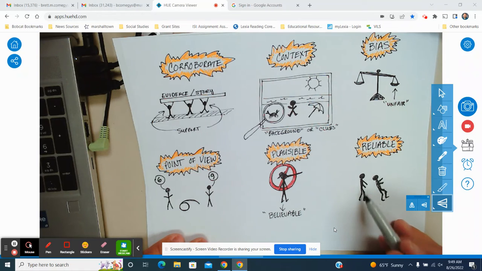And reliable is something you can count on that you know is going to be there in case you start to fall, or in case you need to really, really count on that information being accurate and true.